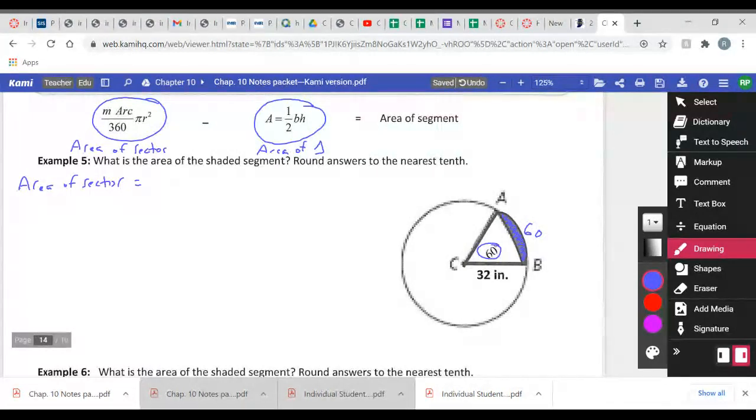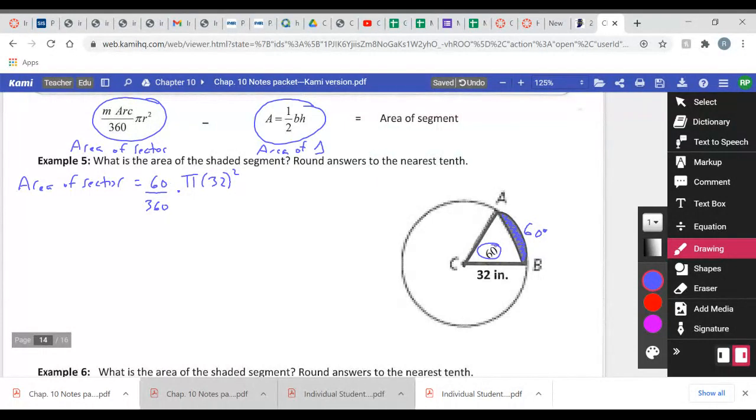So, it is still degrees, even if I'm talking about the measure of the arc. So I've got 60 over the total amount around a circle, which is 360, times the area of the circle, which is pi r squared. I can see in this picture BC is 32, and then I need to square that.